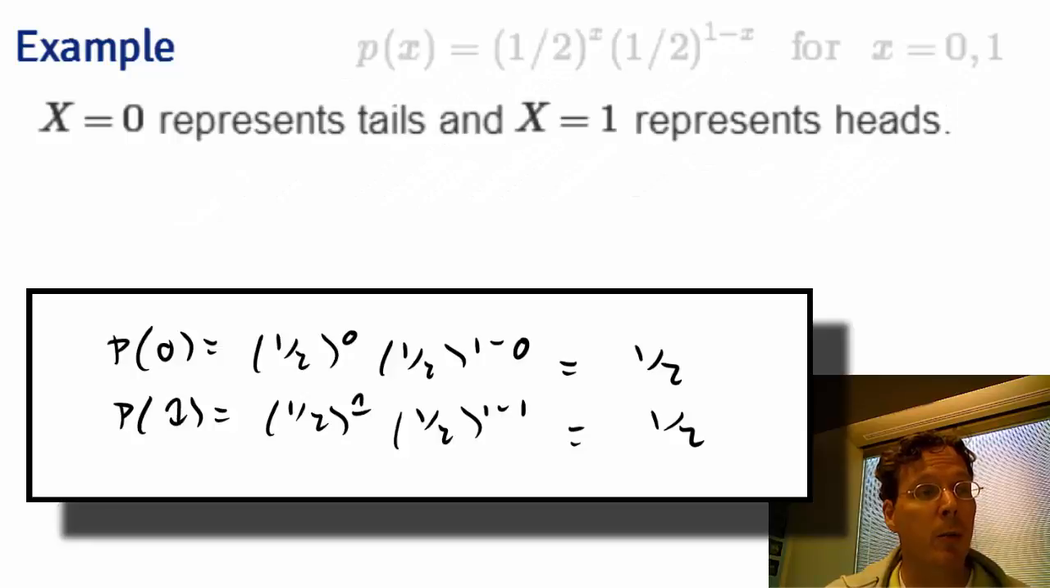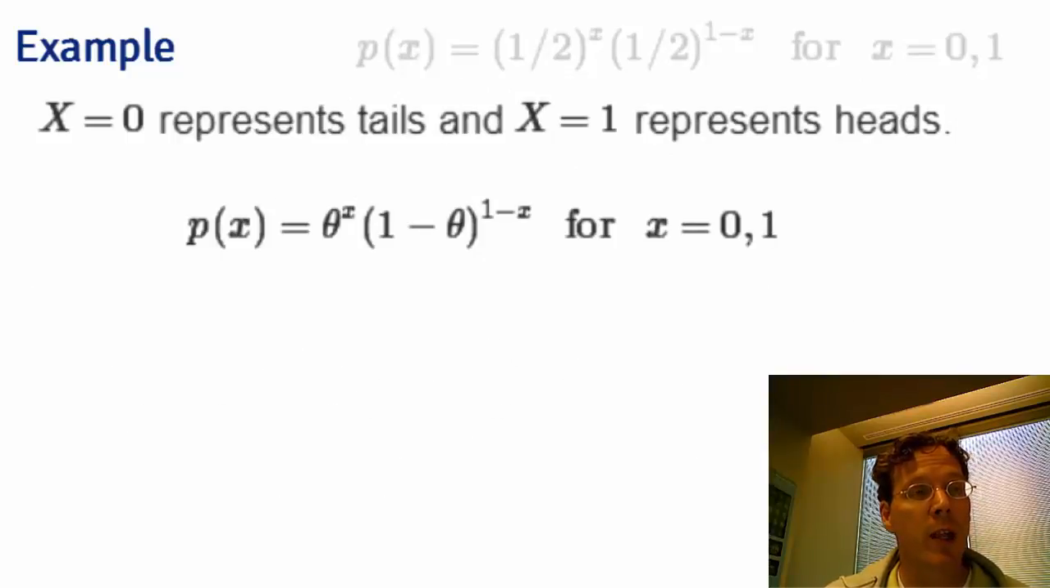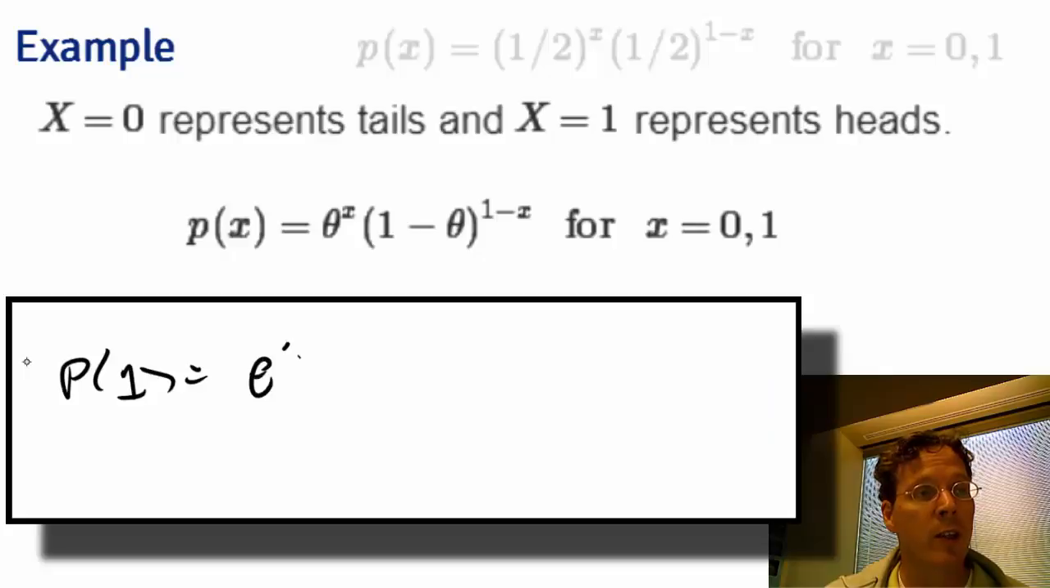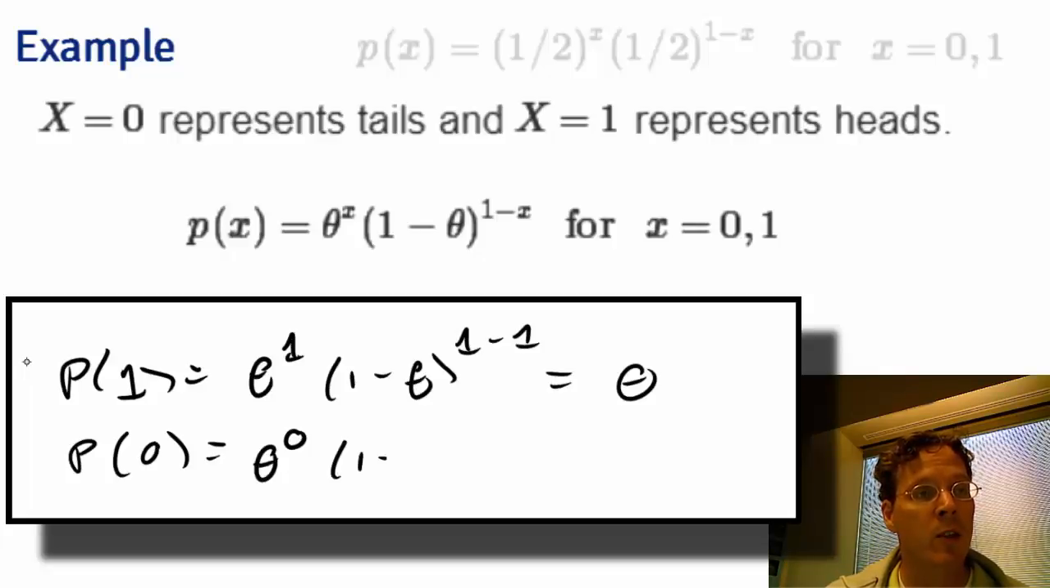Let's let theta be the probability of a head, and 1 minus theta be the probability of a tail, where theta is some number between 0 and 1. Then we could write our probability mass function like this. p(x) is theta to the x, 1 minus theta to the 1 minus x. Now notice if I plug in a lowercase x of 1, we get theta, and if I plug in a lowercase x of 0, I get 1 minus theta. Thus, for this population distribution, the probability a random variable takes the value 0 is 1 minus theta, and the probability that it takes the value 1 is theta.